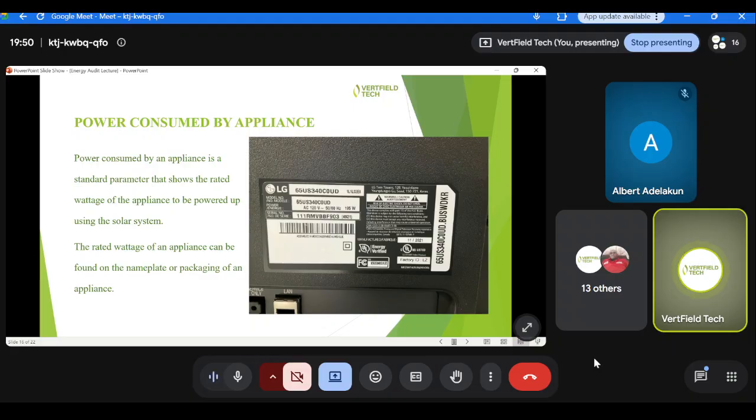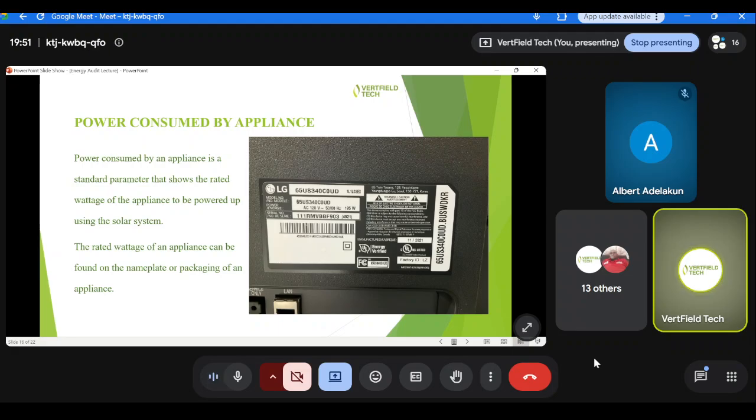What is that nameplate? The nameplate is that portion which gives you the clear description of that your appliance. It tells you the name of the appliance, the brand, the maker, the serial number, the IMEI number, the current, the voltage, the wattage, the frequency, as the case may be. So on my screen tonight, we have a typical example of an LG nameplate.